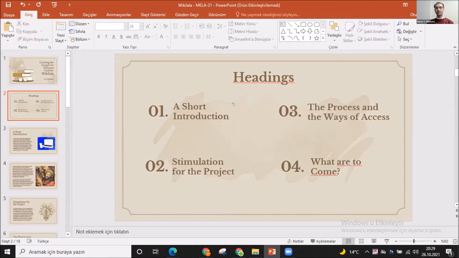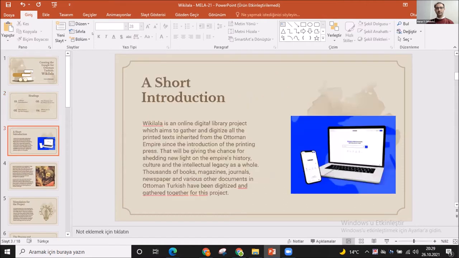Wikilala is an online digital library project which aims to gather and digitize all the printed texts inherited from the Ottoman Empire since the introduction of the printing press. That will give the chance for shedding green light on the empire's history, culture, and intellectual legacy as a whole. Thousands of books, magazines, journals, newspapers, and various other documents in Ottoman Turkish have been digitized and gathered together for this project, Wikilala.